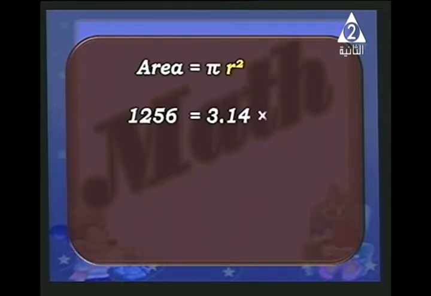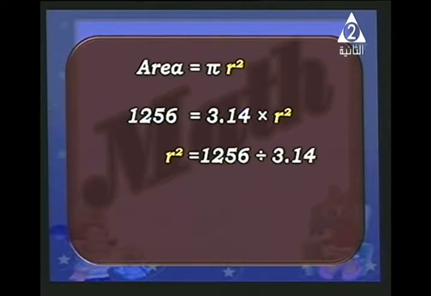Then 1,256 equals pi, which is 3.14, multiplied by r power 2. What about r power 2? Yes, r power 2 equals 1,256 divided by 3.14. Then r power 2 equals 400. What is the number if multiplied by itself gives 400? It's 20. So we can say that the radius of the circle equals 20 centimeters.